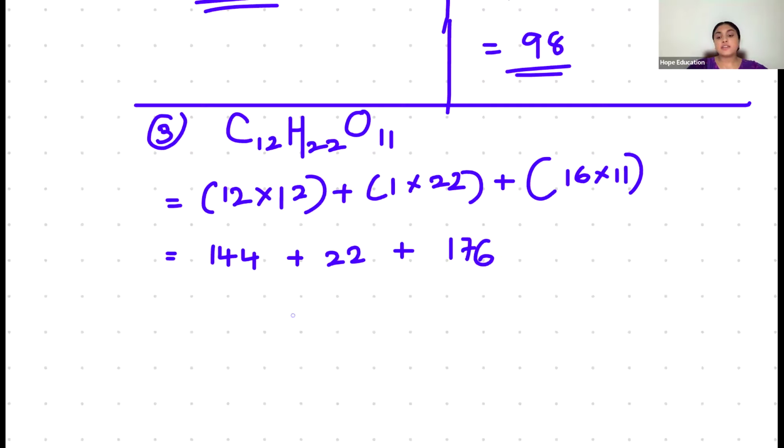Then we'll just add all of this. What is the answer you got for this? 342. Okay, 342. Others? Okay, 324. Okay, others? Okay, 42. All right. Any other answers?